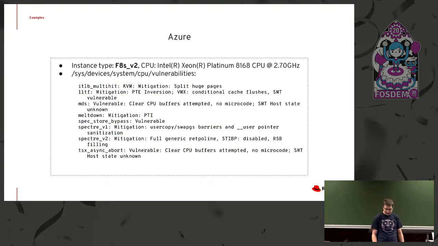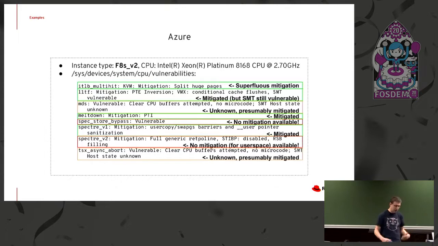Azure, F8S V2. I was just picking some random instances. These two are, I think, Skylakes. So no particular thought was put into picking one instance type or another. And I cannot show you all of them. There are way too many. But it's very, very close to what I just showed you with AWS.